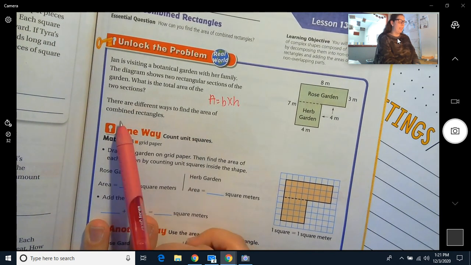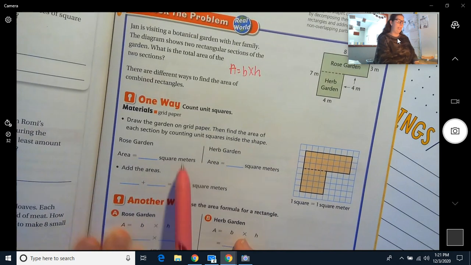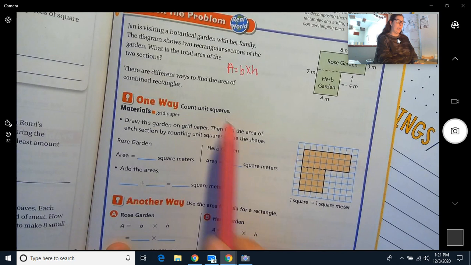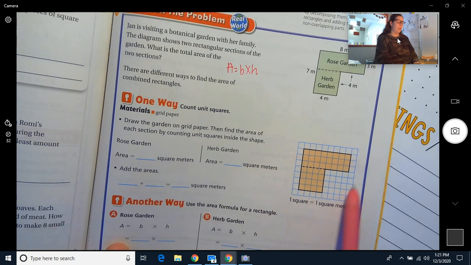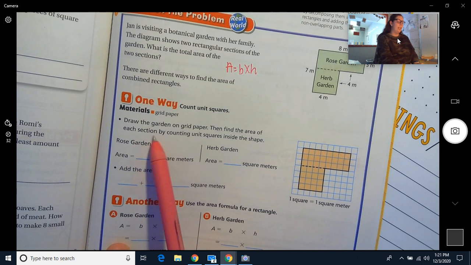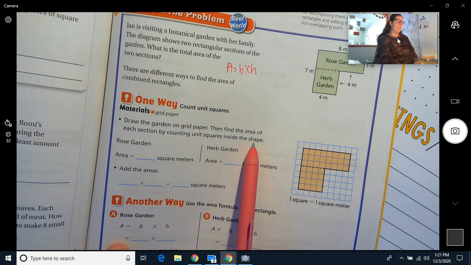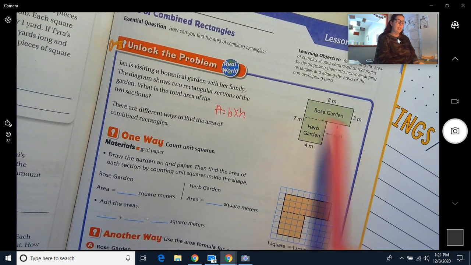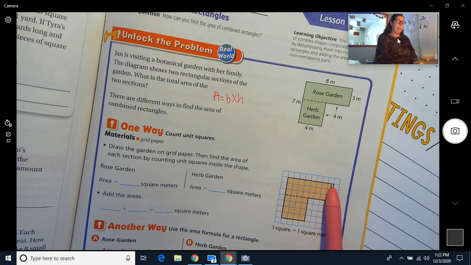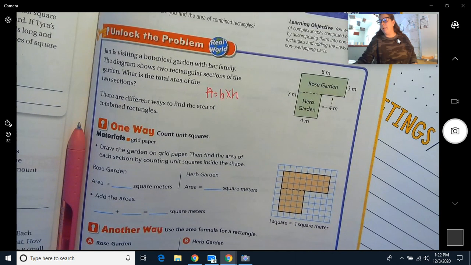There are two different ways to find the area of combined rectangles. So first thing, we can count unit squares, which this one's divided up into squares, so we're easily able to count that. It says draw the garden on grid paper. It's already drawn for us. Then find the area of each section by counting unit squares inside the shape. So the rose garden, that's this top section right here. We need to count how many squares are in this top section only, not the bottom, okay? If you would like to answer that, please comment with a letter G in the chat, please.